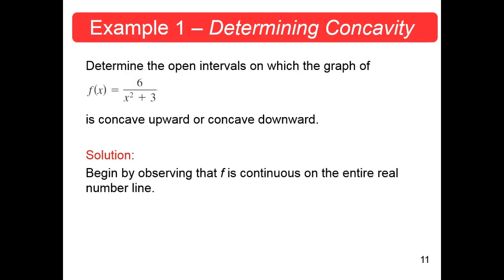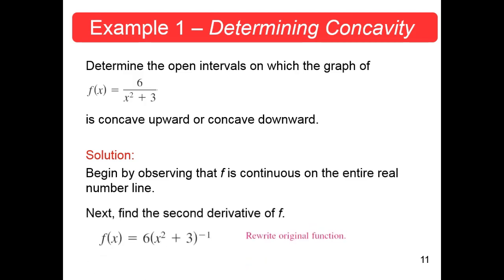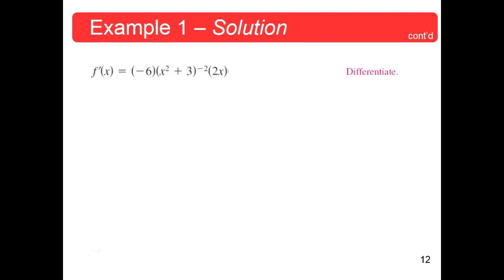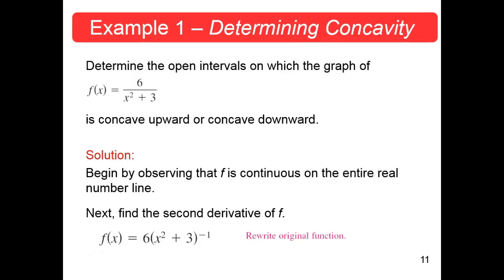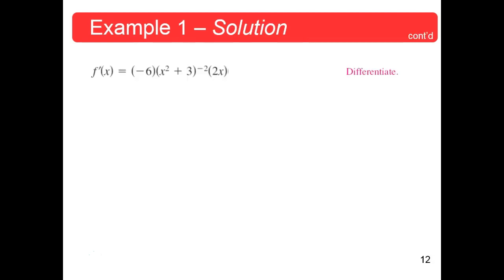Okay? So, next step, find the second derivative. Well, guess what? Got to find the first derivative first. So let's find the first derivative. You rewrite it that way, and then rewrite it like you suggested, 6 times x squared minus 3 to the minus 1, and that gives us the first derivative: minus 6 times x squared minus 3 to the minus 2 times your 2x.